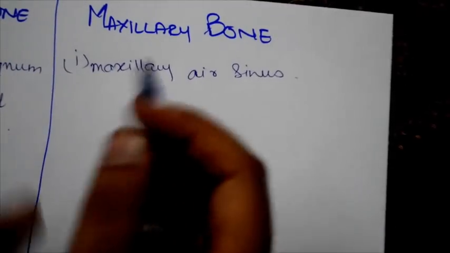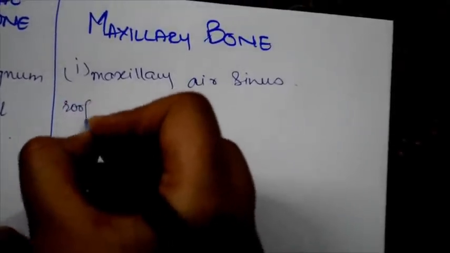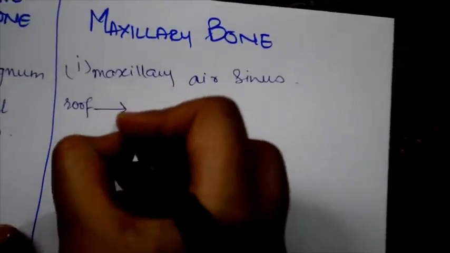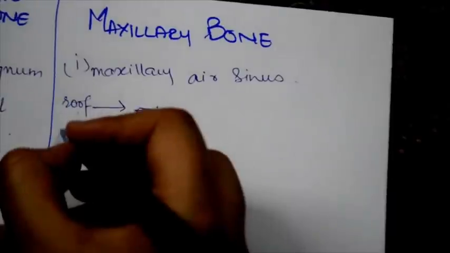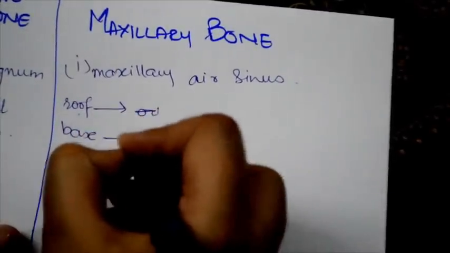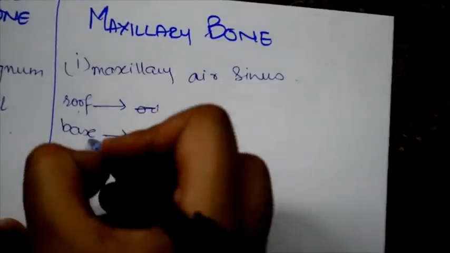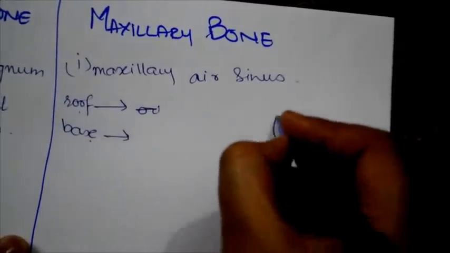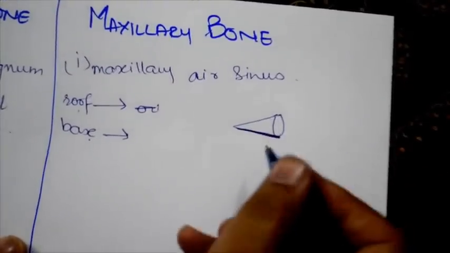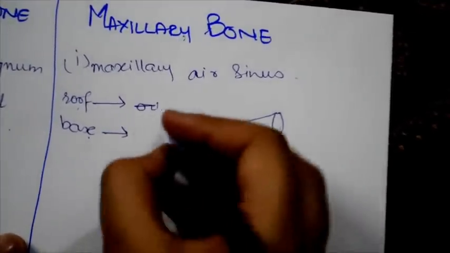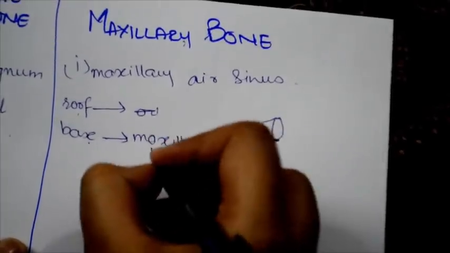So now if we come to the orbit, right now we know that the roof of the orbit is formed by the orbital plate of the frontal bone, while the base is formed by the maxillary bone. So the base of the orbit, if we made the orbit like this, this part over here is formed by the orbital process of the maxillary bone.